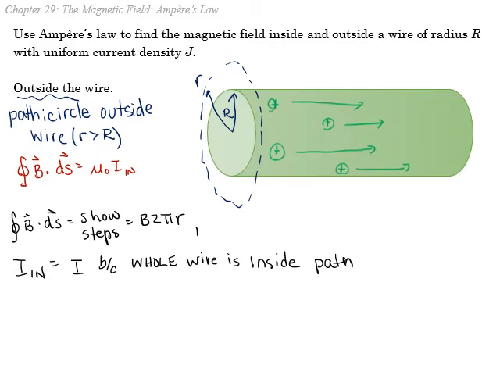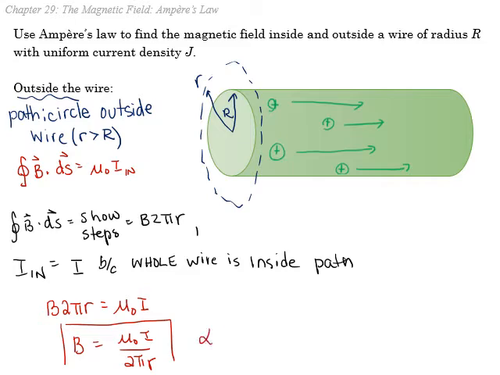So let's put those two parts together. Our integral of B dot ds is B times 2 pi r. Mu naught is mu naught. I inside is the total current I. Solve for the magnetic field and we get B is mu naught I over 2 pi r. So what we see for our result here is that our magnetic field is proportional to 1 over r, and it's exactly the same as a thin wire. So once you're outside, the magnetic field looks exactly the same for a thin wire as for a thick wire.